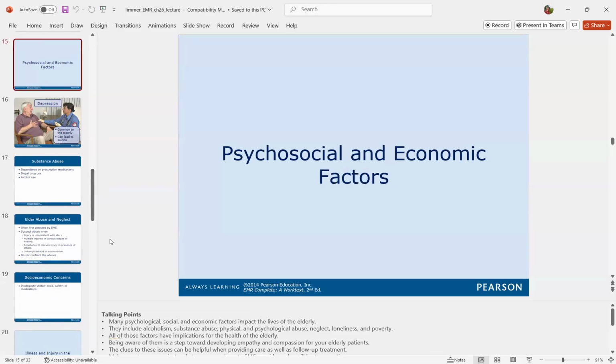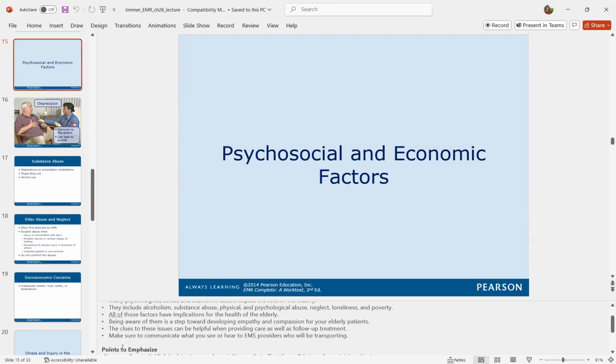Psychosocial and economic factors: so many psychological, social, and economic factors impact the lives of the elderly. Yes, they can be alcoholics. Yes, they can use drugs. Physical and psychological abuse happens, as do neglect, loneliness, and living in poverty. All of those factors have implications for the health of this population. Being aware of them is a step toward developing empathy and compassion for this age bracket. The clues that these issues are out there help us provide follow-up treatment as well.